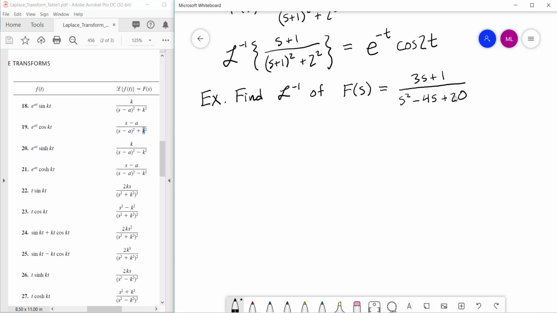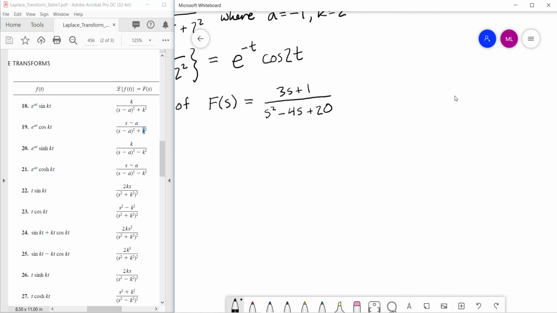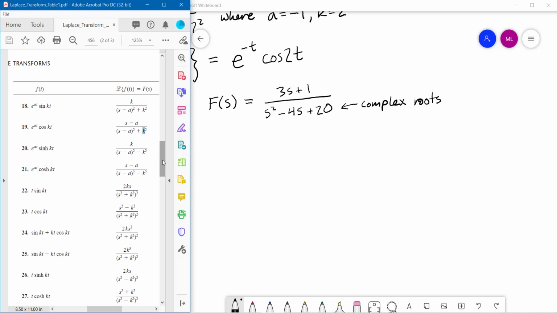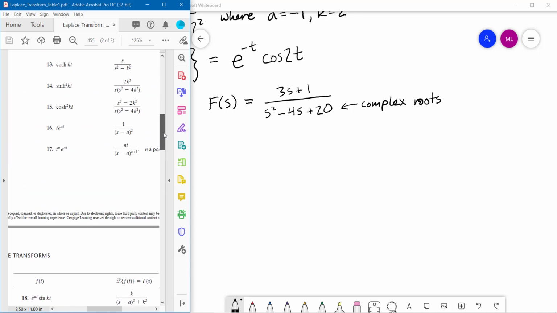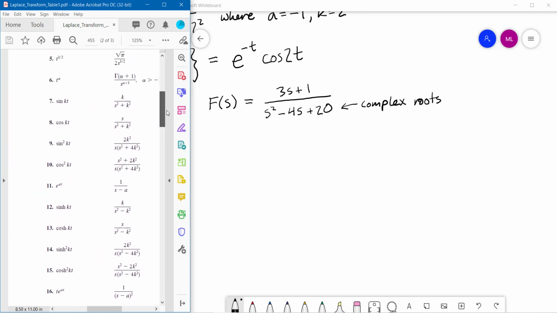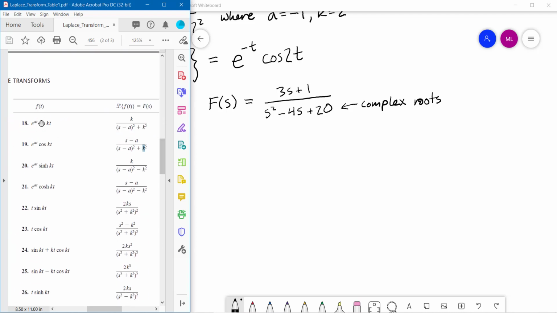So in this case, I want to just point that out. This term is going to have complex roots. When it has complex roots, that tells us we know it's going to involve sines and cosines, and everything that involves sines and cosines means we need to try to get it into one of these forms, because we know sines and cosines correspond to these, or down here, sines and cosines with exponentials. That's another thing that shows up a lot. So something that looks like this.